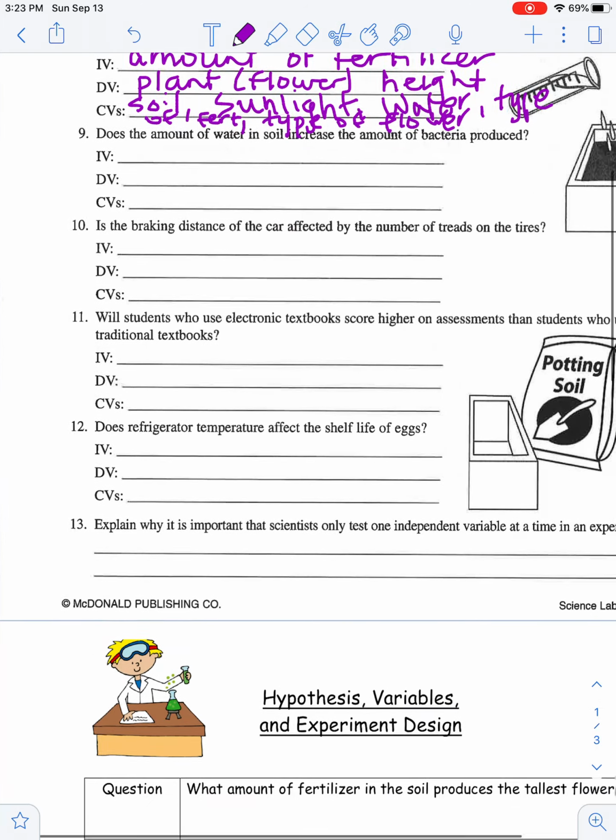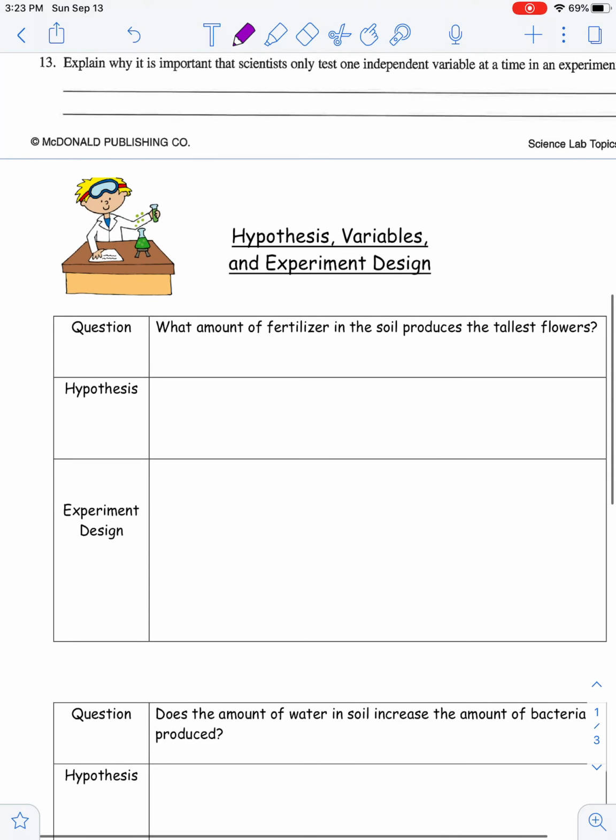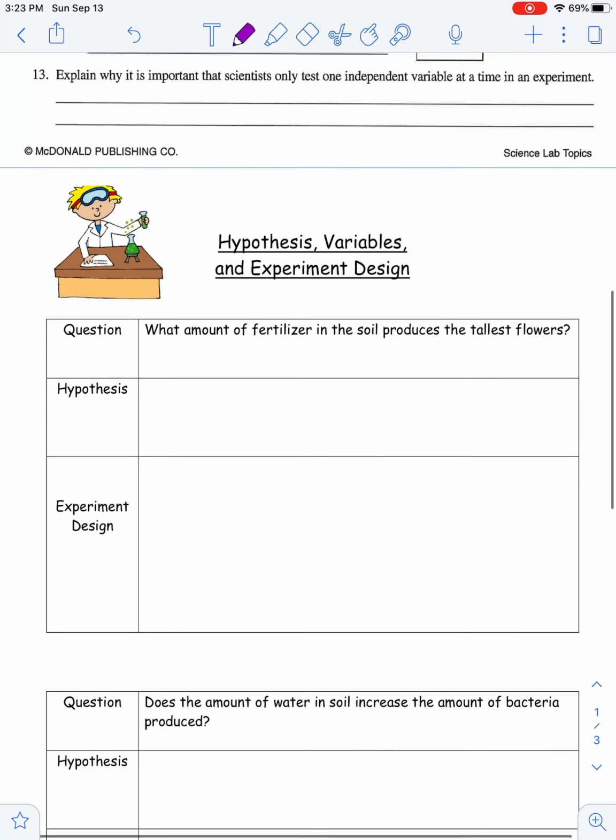All right, let's see if that's one of the ones that we do. Yep, that's this one down here. So let's go ahead and write a hypothesis and design an experiment for this. So what amount of fertilizer in the soil produces the tallest flowers?